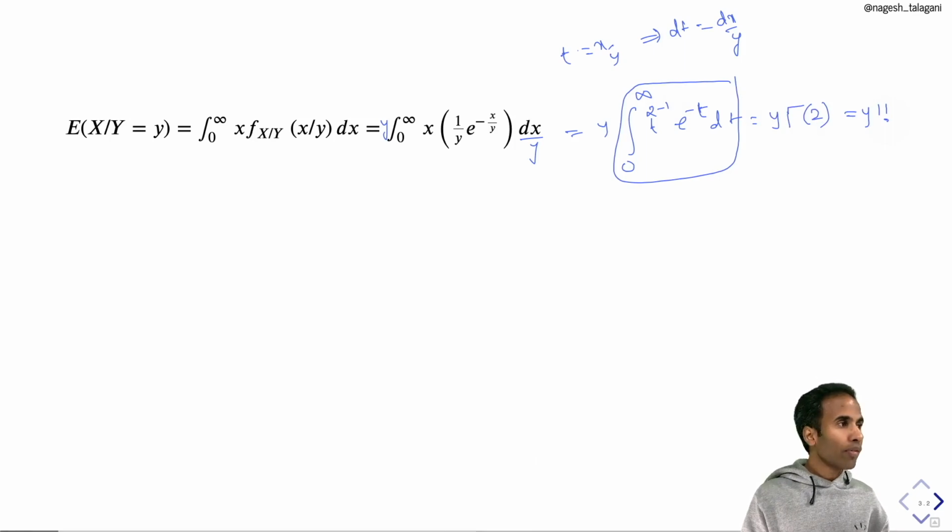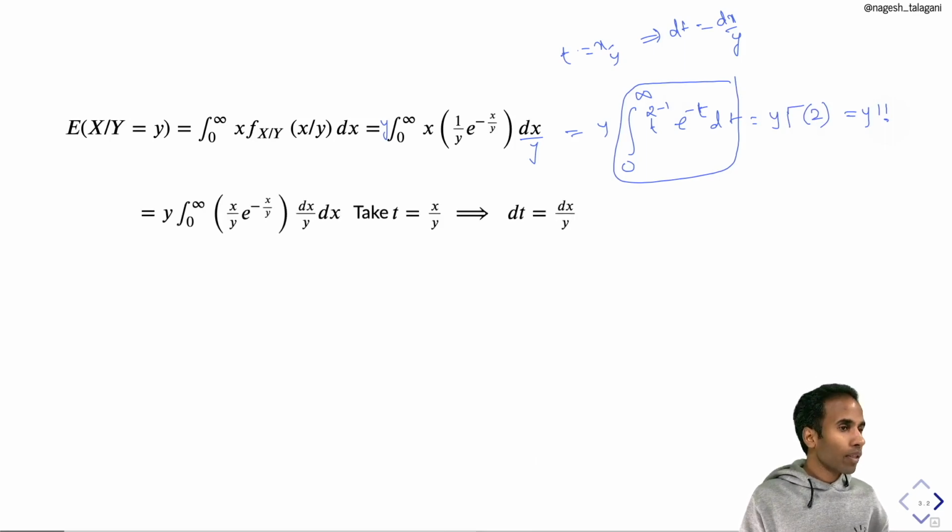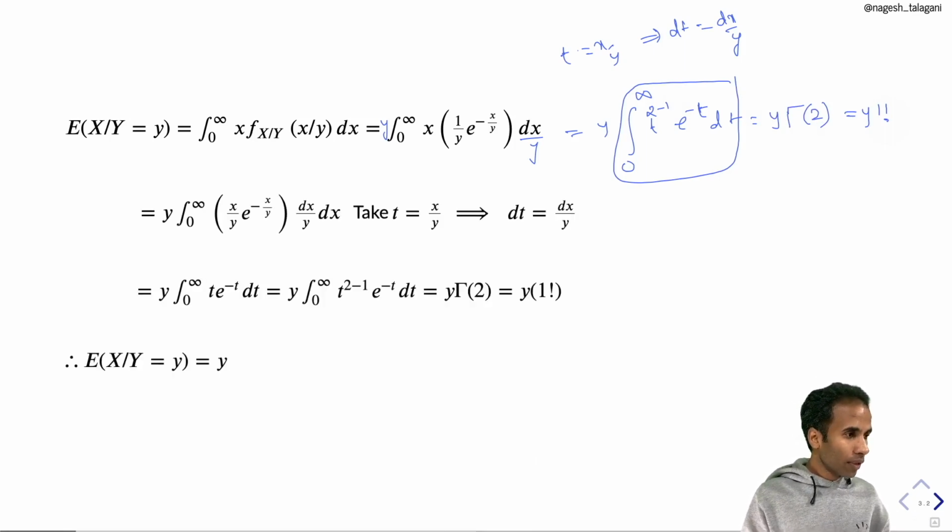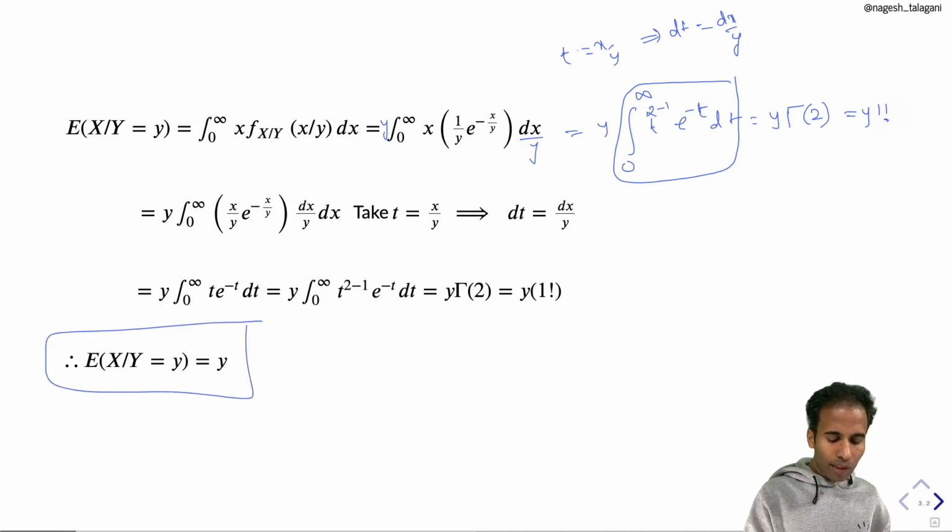Okay. So what we got? y. So therefore the expectation of x given y equal to y is y. Okay. So this is the conditional expectation of x given y equal to y.